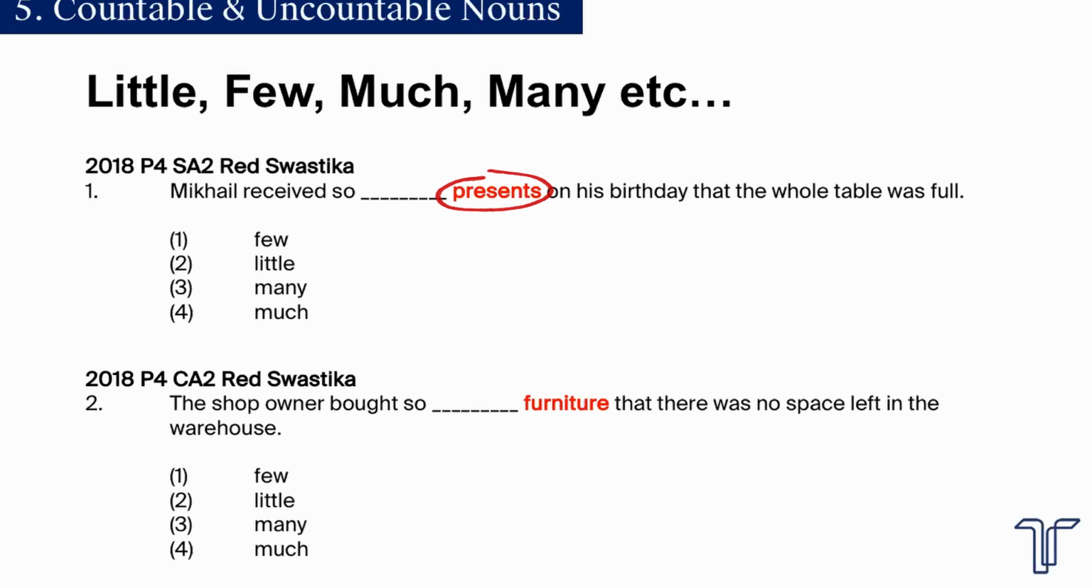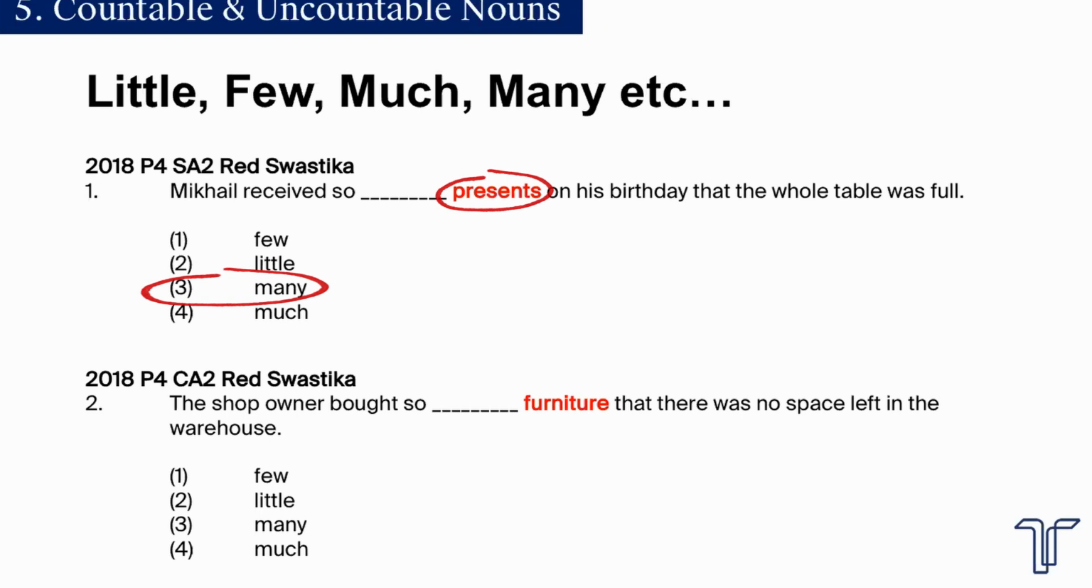Presents. Now, you know that you can count presents, right? There's 1 present, 2 presents, 3 presents. So you can count them, all right? So blank presents. So his whole table was full. So that means he received many, many presents, right? So Mikhail received so many presents. Answer is 3. Question 2.